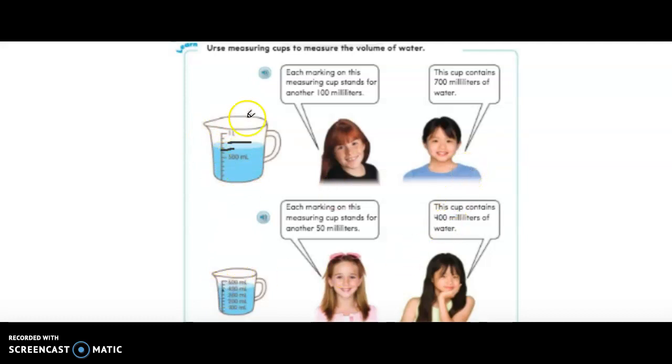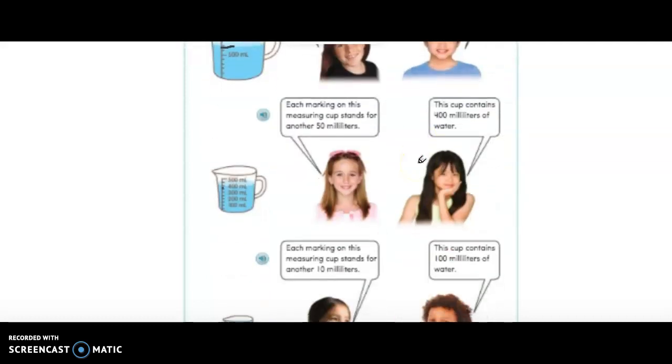So this one is measuring 700 milliliters because you see it at the 500 here, and then it tells us each marking stands for 100. So then it has one line and then another line. So we go to 600, then 700 milliliters.